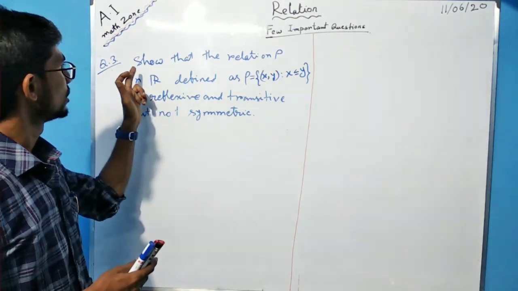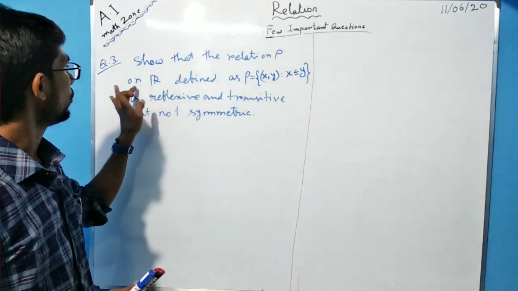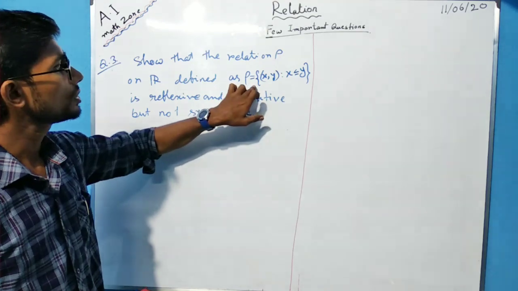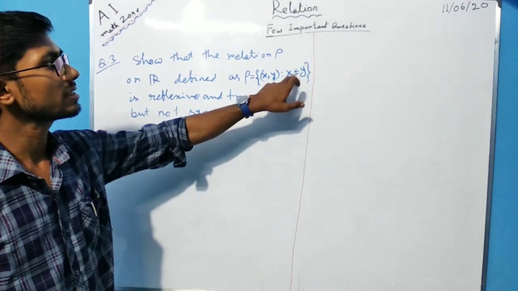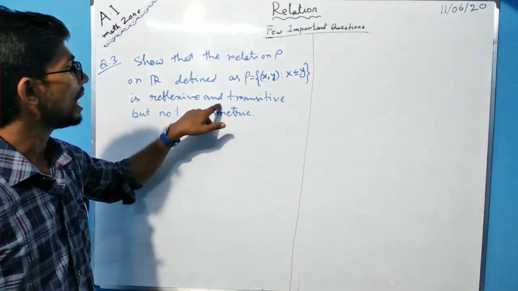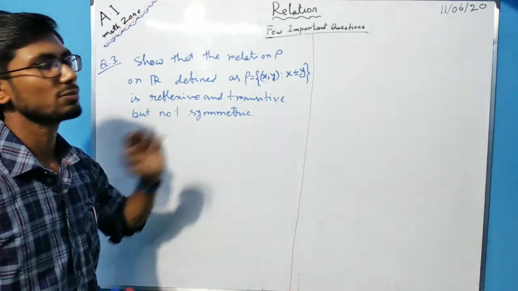Question is: show that the relation ρ on ℝ, the set of real numbers, defined as ρ = {(x, y) such that x is less than or equal to y} is reflexive and transitive but not symmetric.